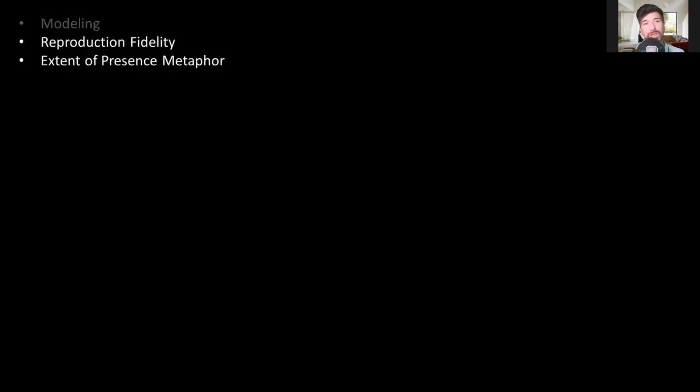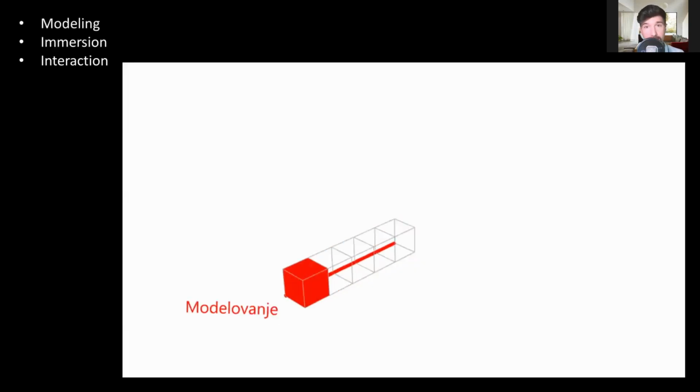And the reproduction fidelity and the extent of presence make us feel like we are in that space, which is called immersion. So when we have the modeling and the immersion, is this enough in order for us to create and fully explore the extended reality scope or reality virtuality continuum? It's very important to introduce the interaction as also one of the criteria, which is an important factor when we have to discuss where we are on the reality virtuality continuum.